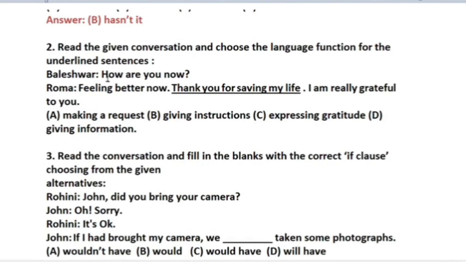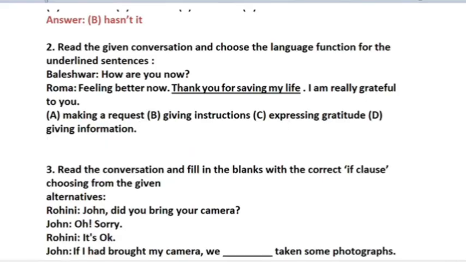Second one, read the given conversation and choose the language function for the underlined sentences. Baleshwar: Roma, how are you now? Roma: Feeling better now. Thank you for saving my life. I am really grateful to you. Option A, making a request. Option B, giving instruction. Option C, expressing gratitude. Option D, giving information. Answer is option C, expressing gratitude.